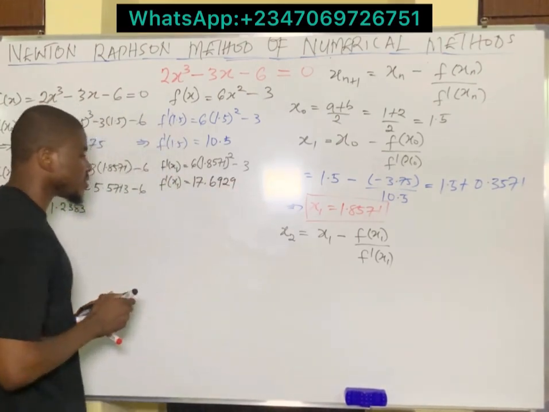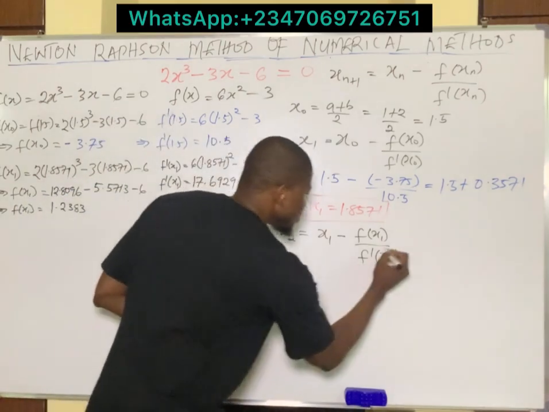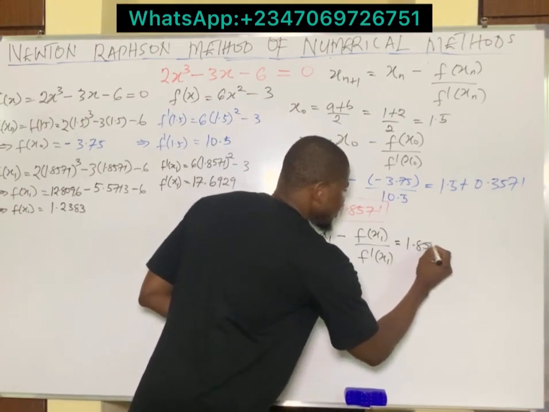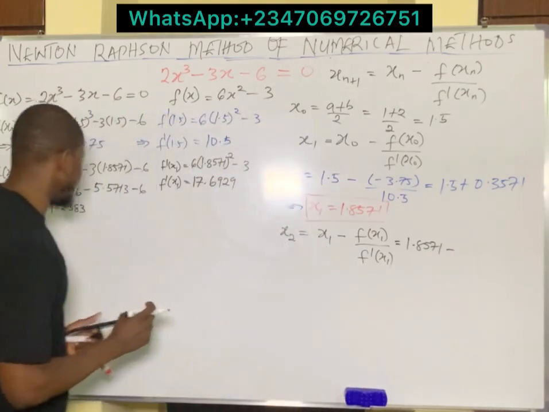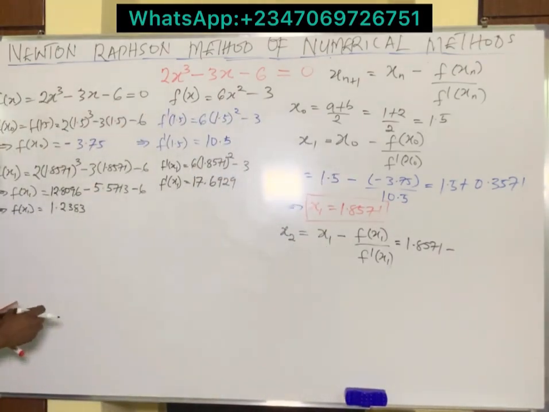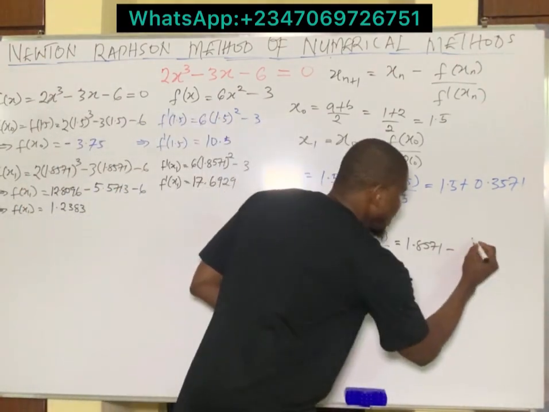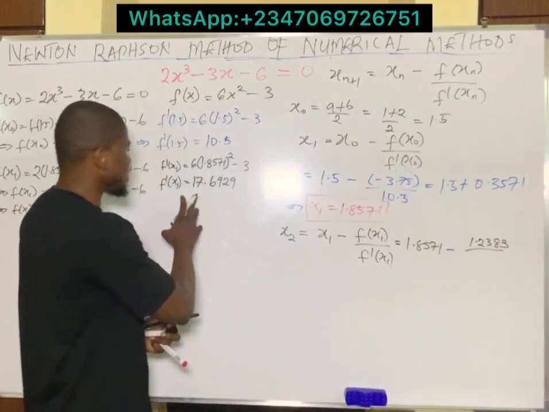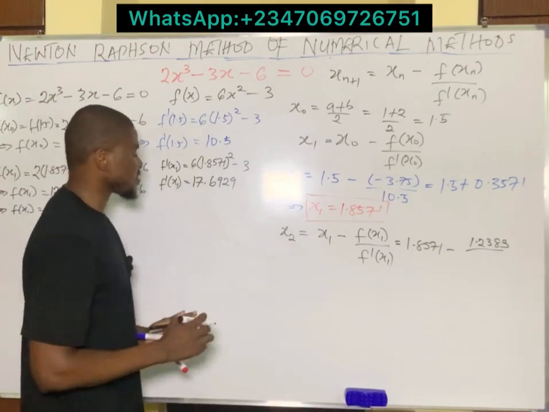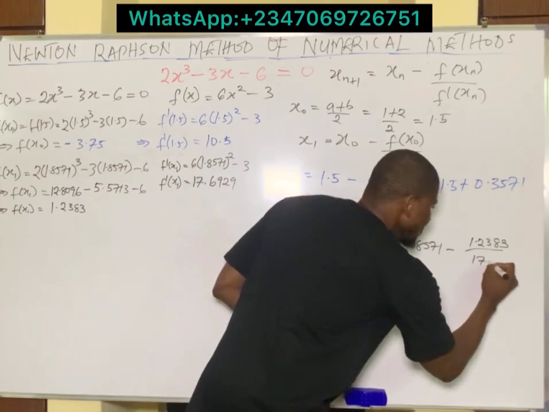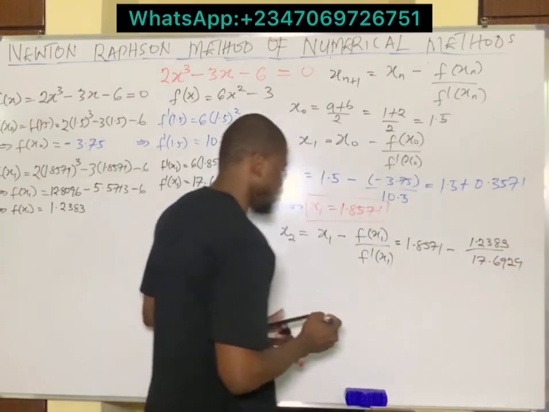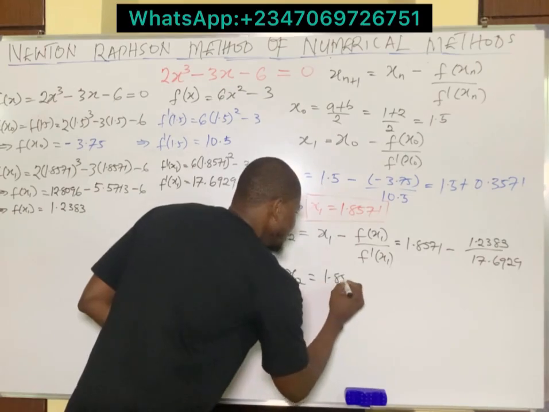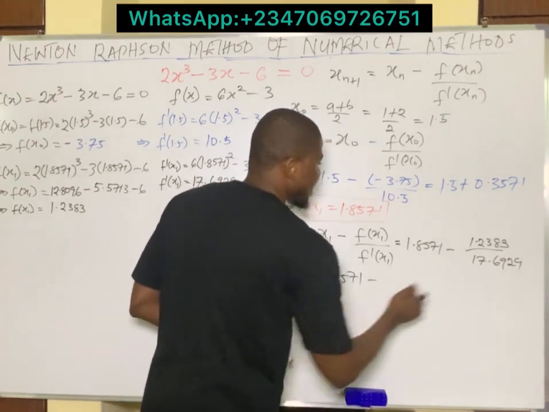Okay, so we plug into the Newton-Raphson's formula. So x2 is now going to be equal to x1, which is 1.8571 minus f of x1. F of x1 simply gave us 1.2383. So we have 1.2383 divided by f prime of x1. This gives us 17.6929. So this implies that x2 is going to be equal to 1.8571 minus, let's find this division.